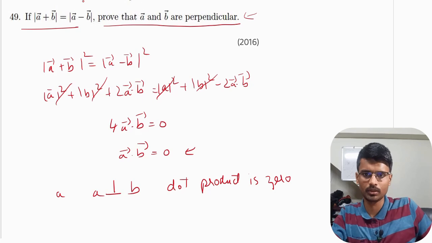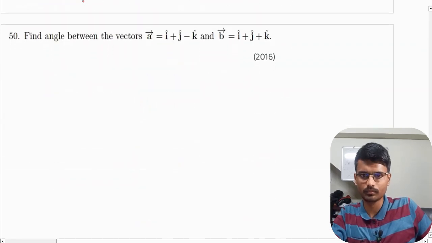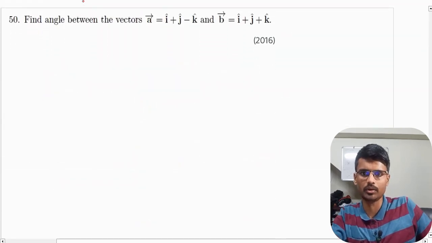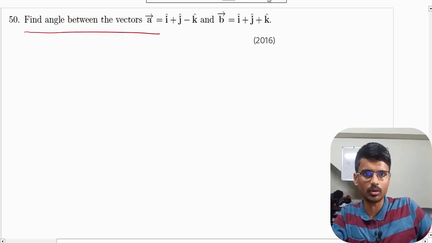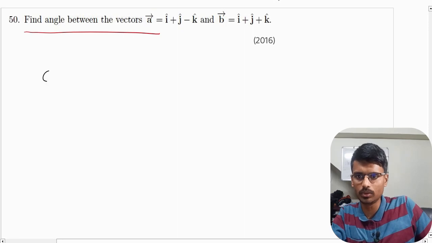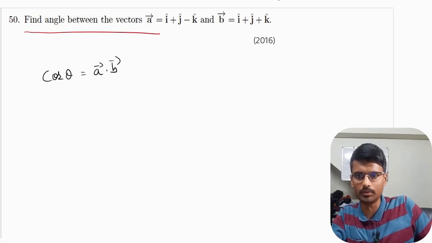Okay, moving on. Interesting question. Find the angle between the vectors. How do we find the angle? We know the formula: cos theta is equal to a dot b divided by the magnitudes. Using this we can find it. First we will find the dot product.